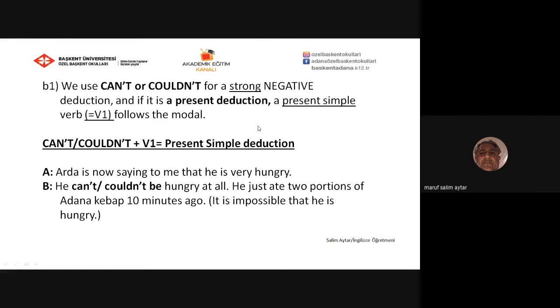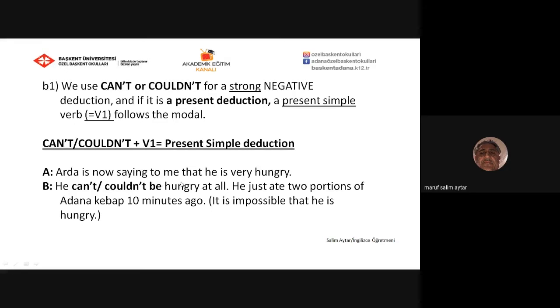We use can't or couldn't, but nothing else for a strong negative deduction. And if it is a present deduction, a present simple verb follows the model as you can see it here. After can't or couldn't, we use present simple verb.